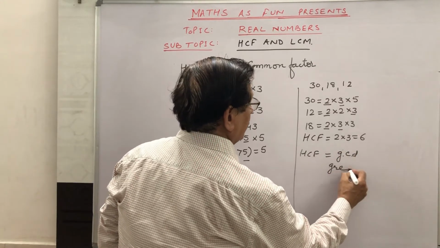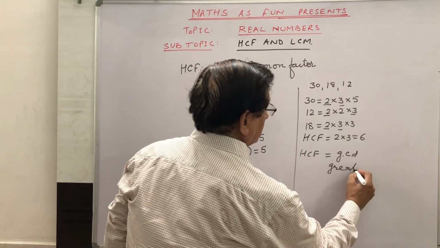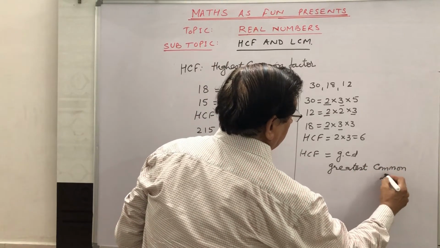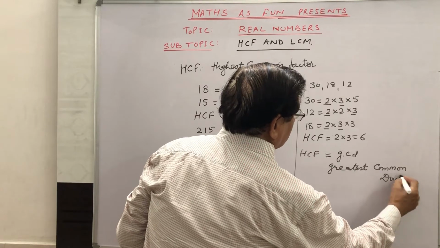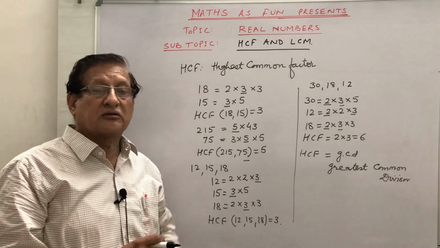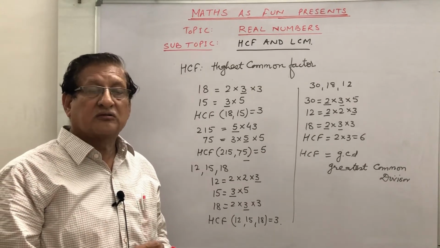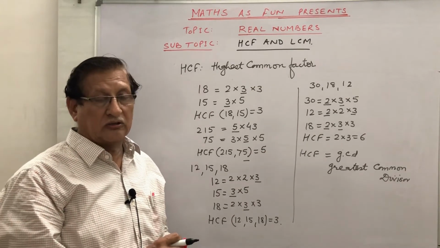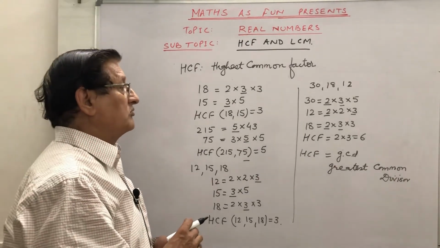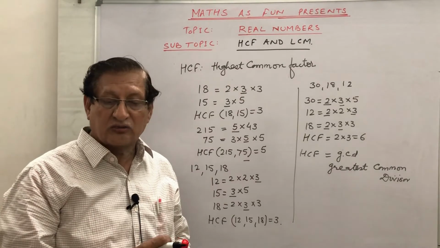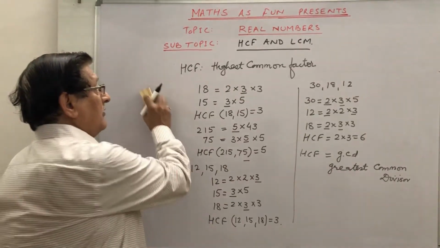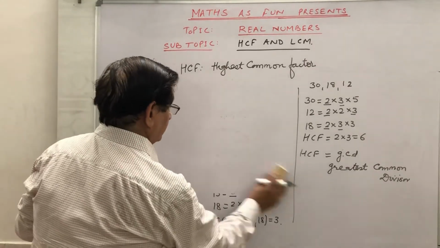And that is why the name of HCF is also GCD. GCD is greatest common divisor, because this is the common divisor. We have already learnt about another method yesterday, that was Euclid's division lemma or Euclid's division algorithm to find HCF. And also I told you the long division method to find out the HCF. Let's talk about LCM now. What is LCM?